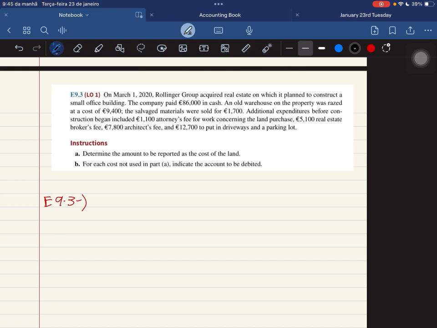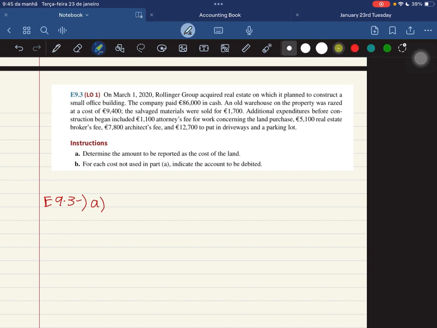Additional expenditures before construction began included 1,100 euros attorney's fee for work concerning the land purchase, 5,100 euros real estate broker's fee, 7,800 architect's fee, and 12,700 to put in driveways and a parking lot. Determine the amount to be reported as the cost of the land.